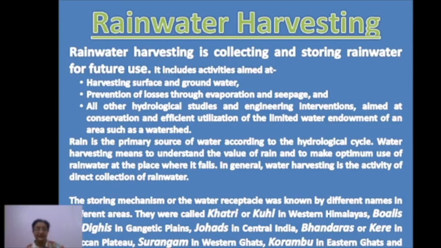What is it now? Rainwater harvesting is basically collecting and storing rainwater for our future use. Rainwater harvesting is collecting and storing fresh water, rainwater which we get, for our future use.